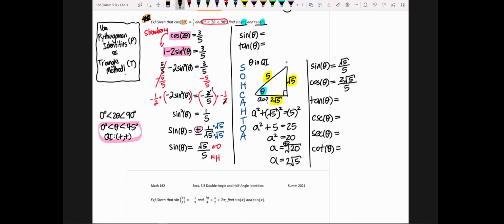Sometimes you have to simplify here. So far, we're good. Tangent is opposite over adjacent. So opposite over adjacent does simplify to 1/2 because root 5 divided by root 5 is 1. Okay.